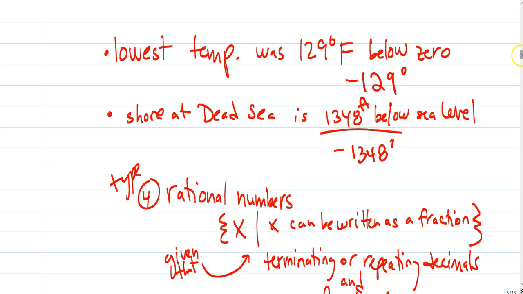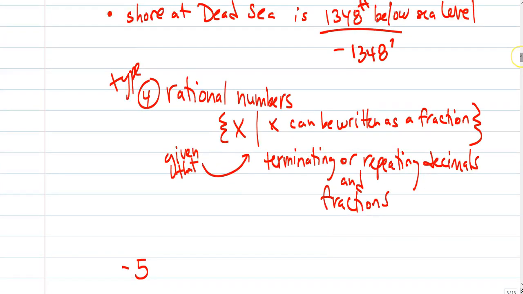Our next type are rational numbers. See, rational numbers are basically any number, x, such that that number can be written as a fraction. Any number that can be written as a fraction is a rational number. That includes all the numbers we have had so far. For instance, 2 is a rational number.